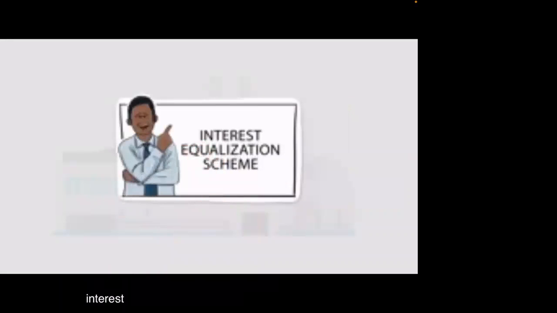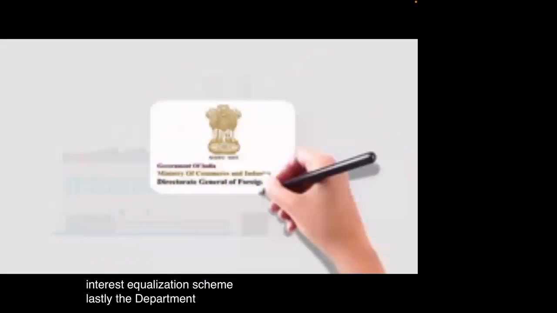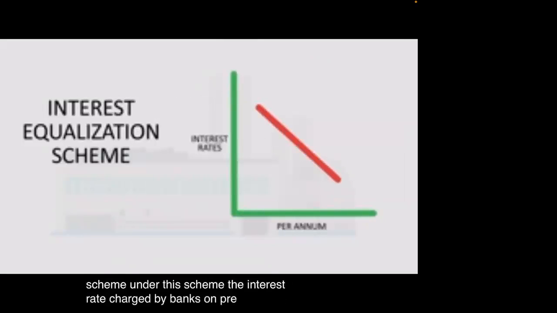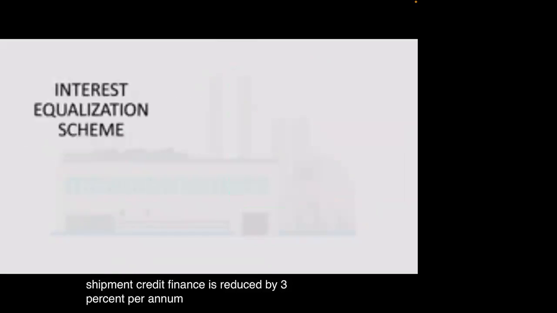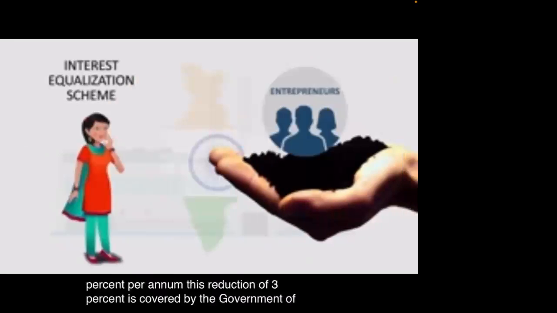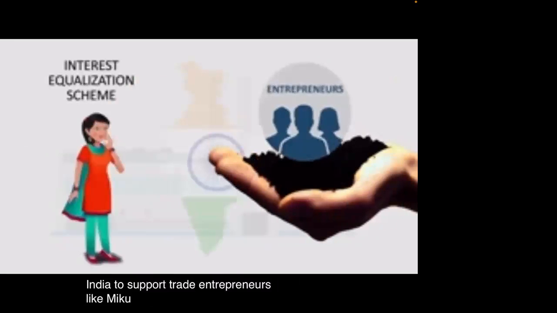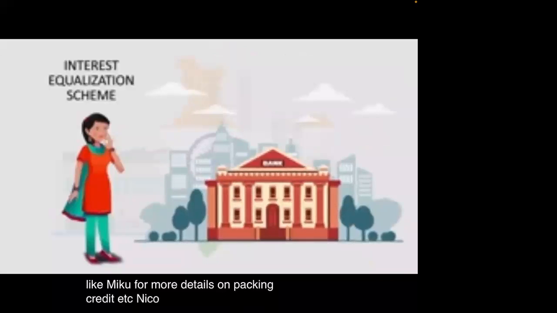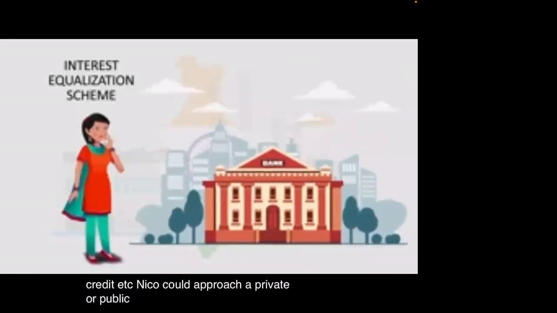Interest Equalization Scheme. Lastly, the Department of Commerce or DGFT offers the Interest Equalization Scheme. Under this scheme, the interest rate charged by banks on pre- and post-shipment credit finance is reduced by 3% per annum. This reduction of 3% is covered by the Government of India to support trade entrepreneurs like Niku. For more details on packing credit, etc., Niku could approach a private or public sector bank.